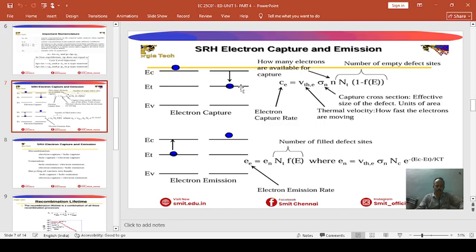Then coming on to the SRH capture and emission. SRH is nothing but the Shockley-Read-Hall recombination, which occurs through the defect level. There are two main processes. One is called electron capture, the other is called electron emission. In electron capture, an electron from the conduction band falls into the trap level. In electron emission, a trapped electron gains energy and returns to the conduction band. This process determines the recombination rate. This mechanism is dominant in defective semiconductors. It reduces the carrier lifetime.